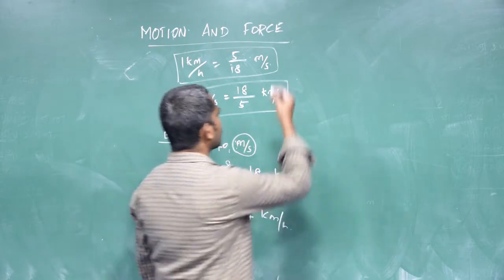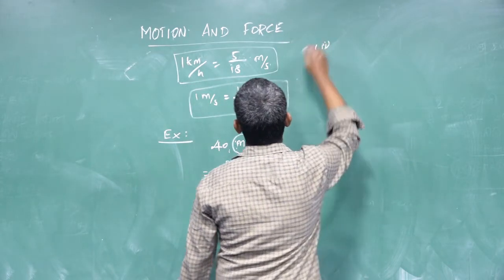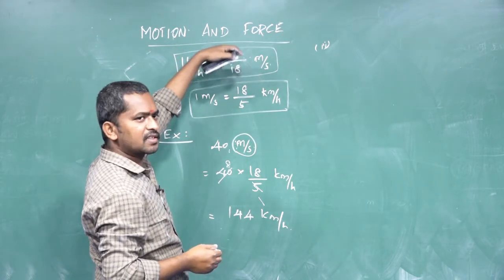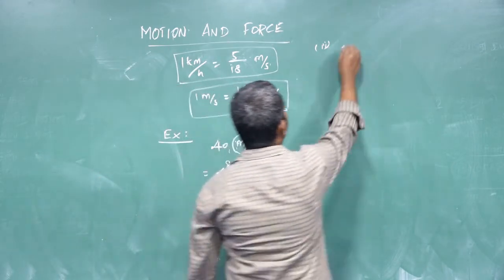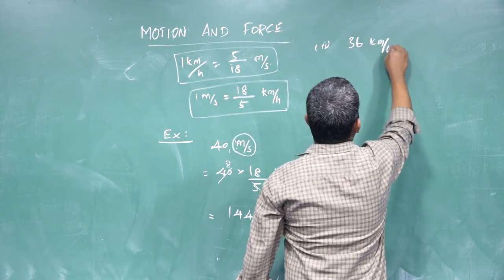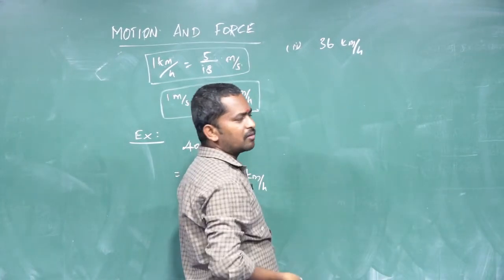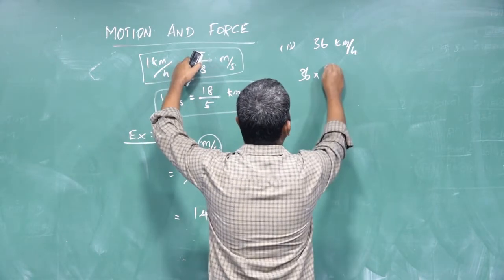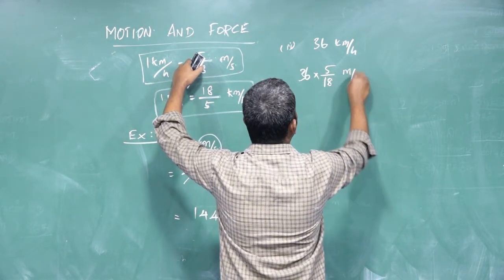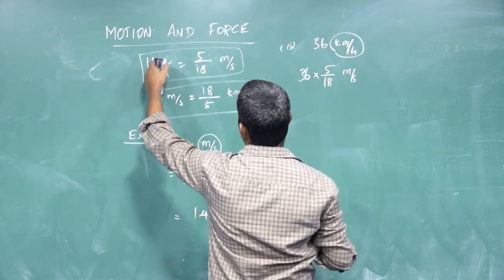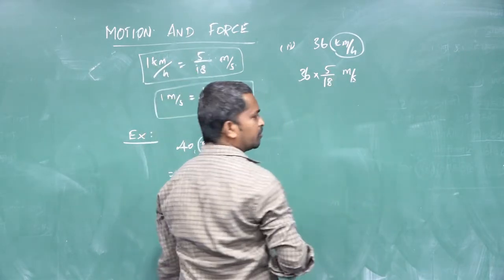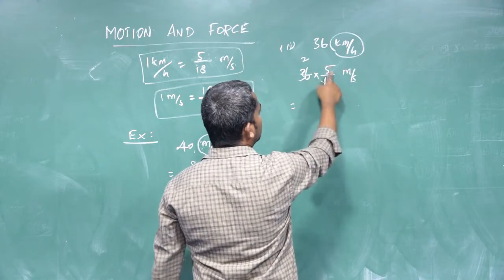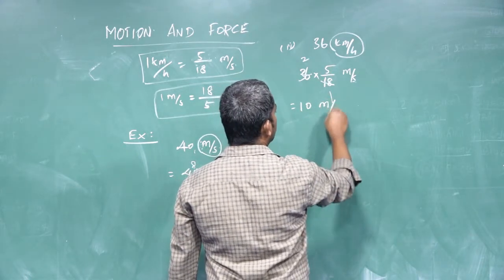Next example. Second one, let me take kilometer per hour. 1 kilometer per hour is equal to how many meter per second? Convert 36 kilometer per hour to meter per second. So 36 into 5 divided by 18 meter per second. Here 18 goes 1 time into 18, and 2 times into 36. So 5 into 2 is 10 meter per second.